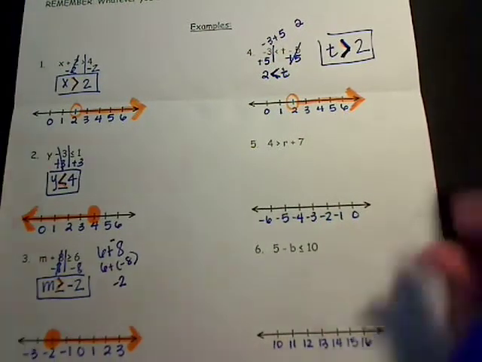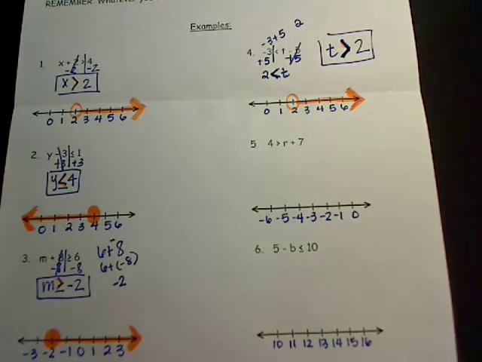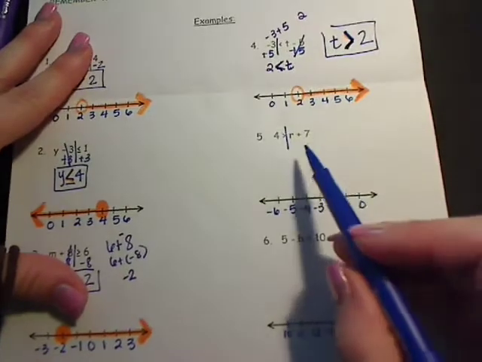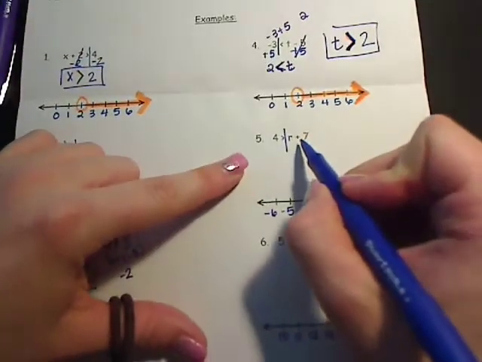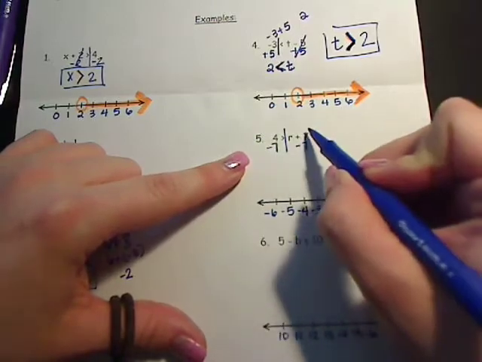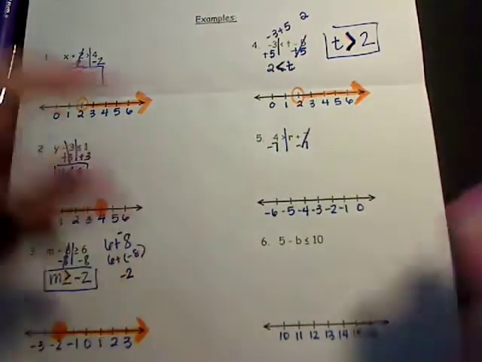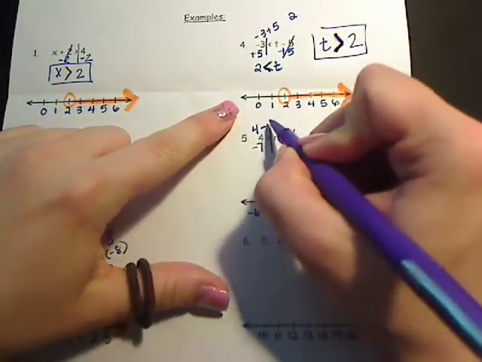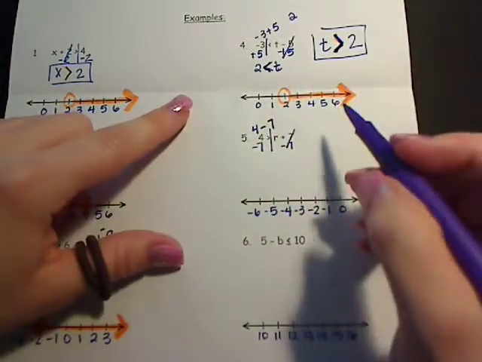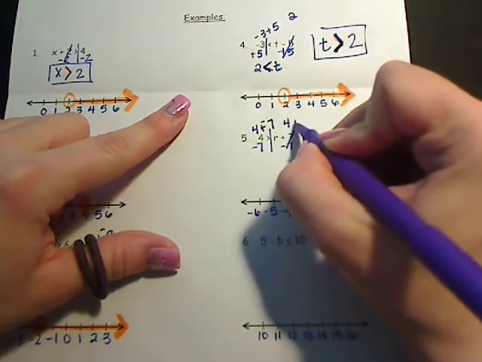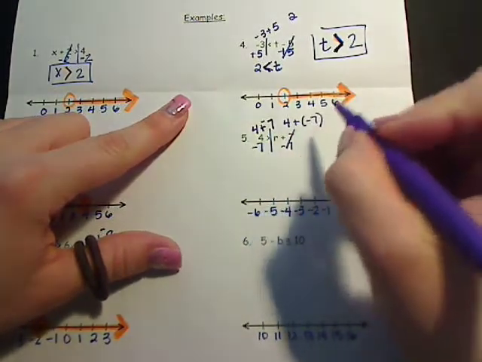Okay, next one, number 5. My first step is going to be to cut it in half. Isolate the variable. So the inverse of adding 7 is subtracting. Do that to both sides. My 7's cancel. All right, I've got 4 minus 7. So I'm going to add a line, change the sign. So now I have 4 plus negative 7.